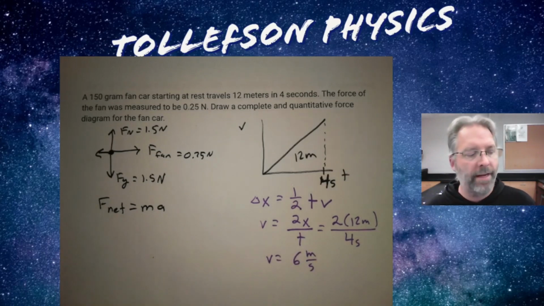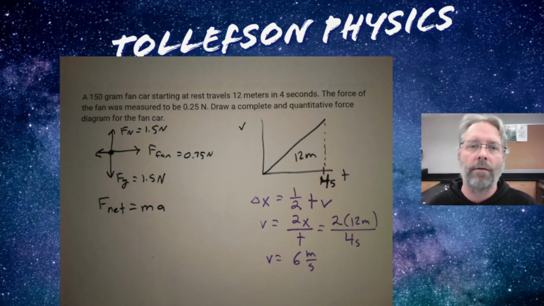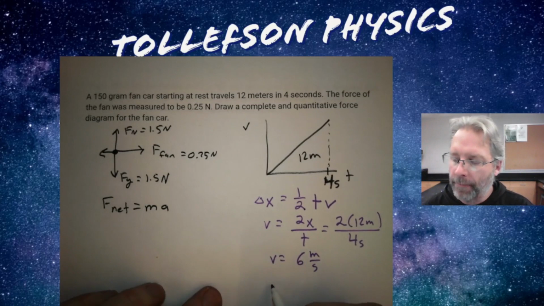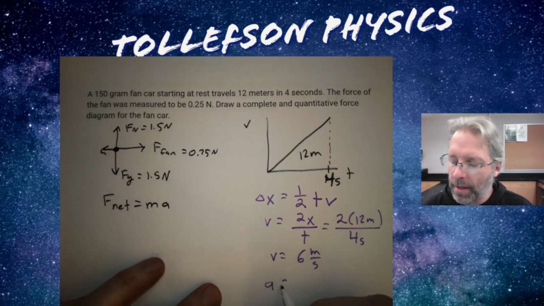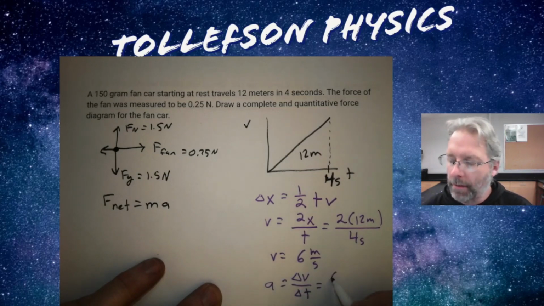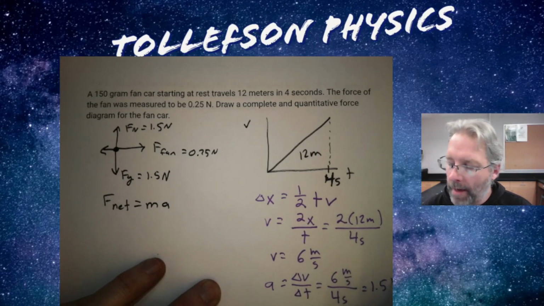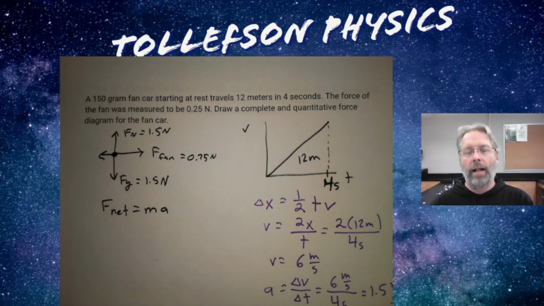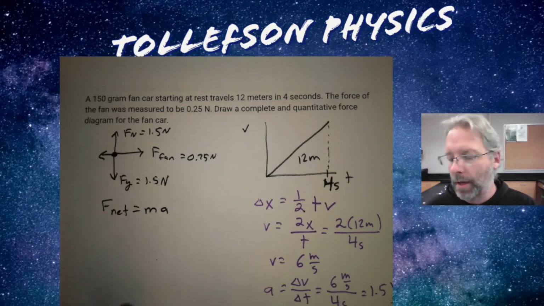But that's not what I want to know for Newton's second law over here. I need the acceleration. Well, the acceleration is the slope, right? So acceleration is the rise, which is the change in velocity, divided by the run, which is the change in time. In this particular case, I have 6 meters per second for the velocity, and the time is 4 seconds. And so that is 1.5 meters per second squared. Now that's going to allow me to solve for the net force.